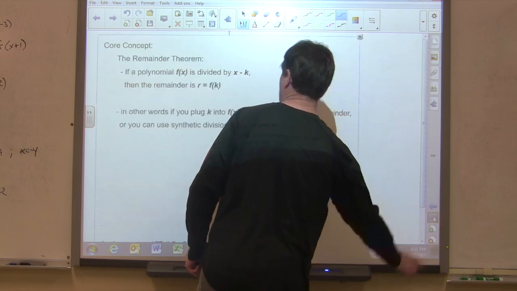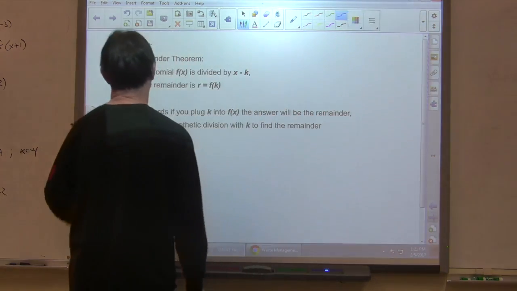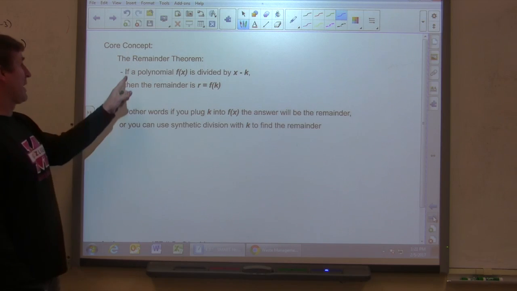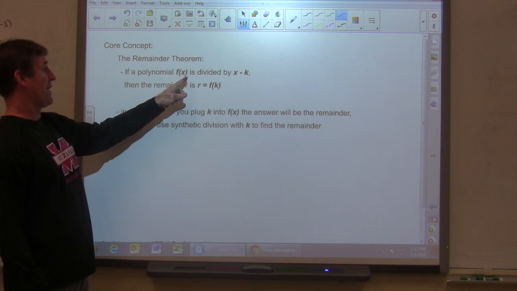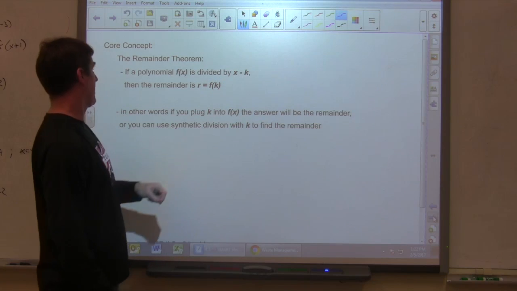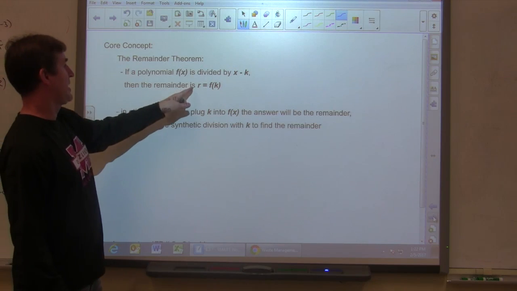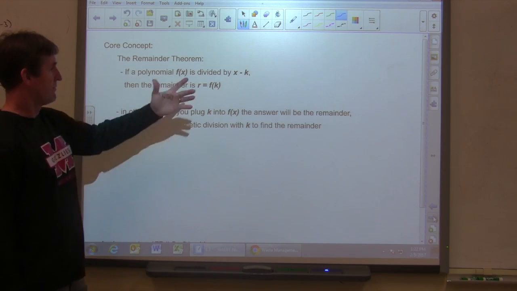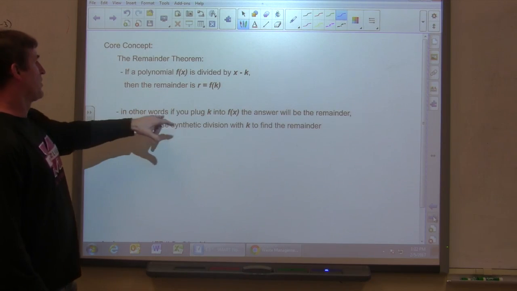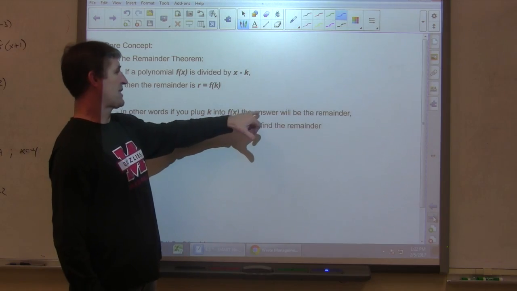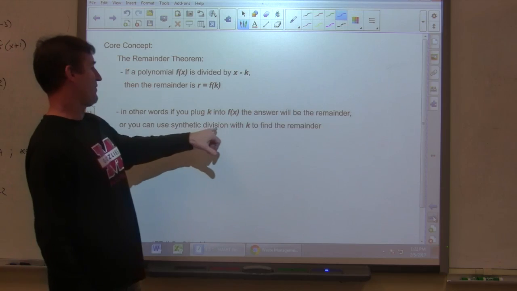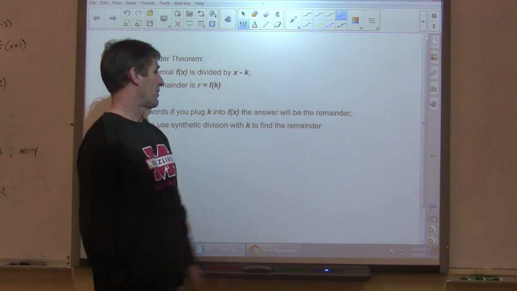The last thing we're going to look at is what's called one of our core concepts, the remainder theorem. The remainder theorem says if a polynomial f of x is divided by x minus k, then the remainder is r equals, for remainder, f of k. Now, what that means is, in other words, if you plug k into f of x, the answer will be the remainder. Or you can use synthetic division with k to find the remainder.